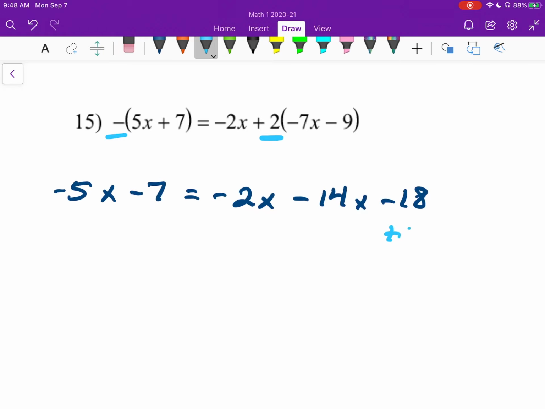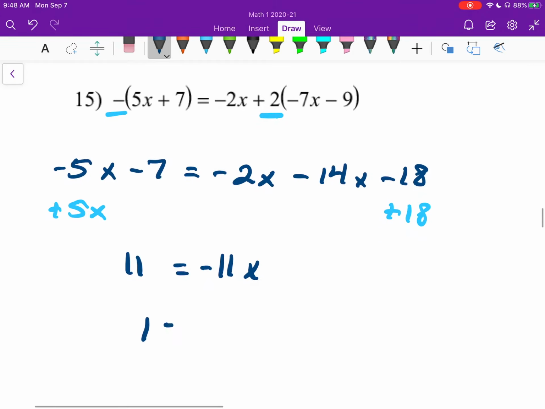I will add 18. Oh no, wait, hold on. I will add 18 and I will add 5x. So I get negative 7 plus 18 is 11. Then I'm going to have negative 14, 15, 16, 11x, negative 11x. So negative 1 equals x.